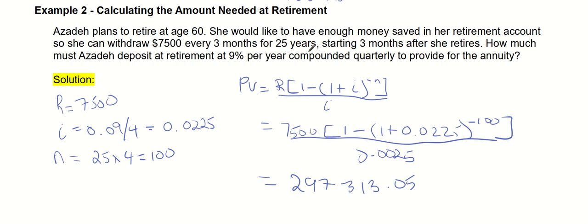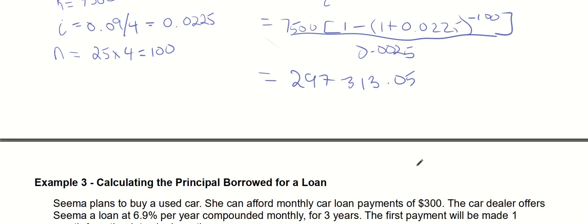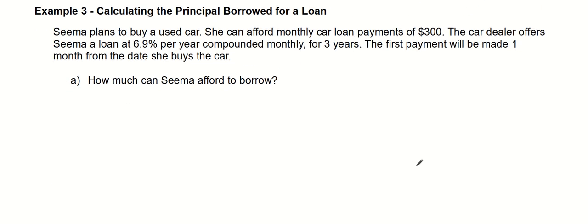That's for 25 years, right? So she's just planning to live for 25 years, and after 25 years, I guess she's not going to have any more money. Her money's going to run out. So you need at least this much money to last you 25 years. Okay, so let's move on to the next problem.